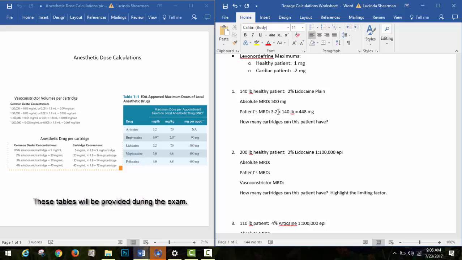So to determine how many cartridges this patient can have, 448 divided by 36, because there's 36 milligrams of anesthetic in each cartridge, equals 12.4 cartridges.